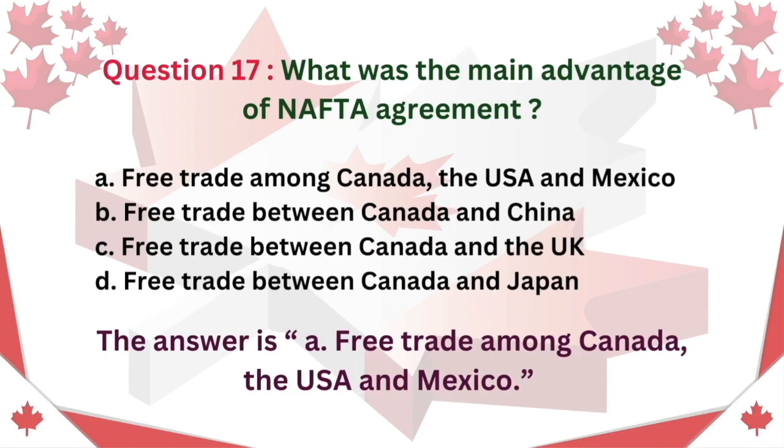Question 17. What was the main advantage of the NAFTA agreement? A. Free trade among Canada, the USA, and Mexico. B. Free trade between Canada and China. C. Free trade between Canada and the UK. D. Free trade between Canada and Japan. The answer is A. Free trade among Canada, the USA, and Mexico.